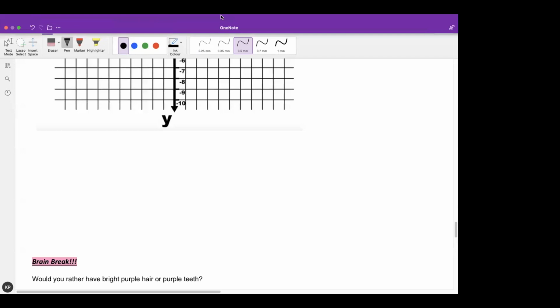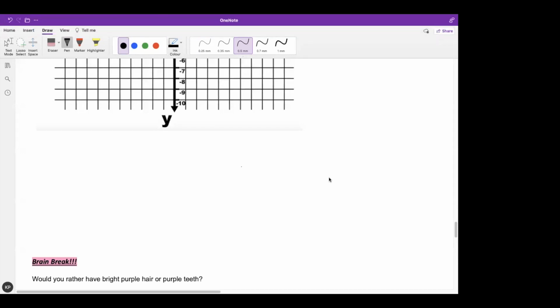Bright purple hair. You would rather have bright purple hair. Yes. So you don't care about your outfits, Setabile. Imagine having bright purple hair, wearing a yellow dress. Ma'am, imagine smiling and your teeth are purple. Just don't smile, guys. Ma'am, just don't smile. No, ma'am, I like smiling.